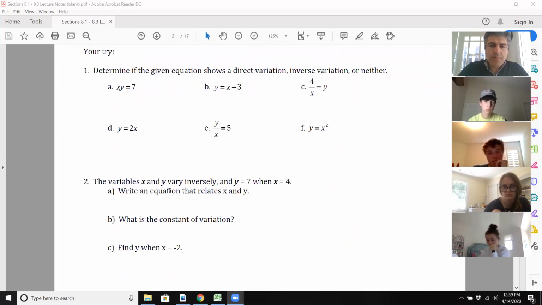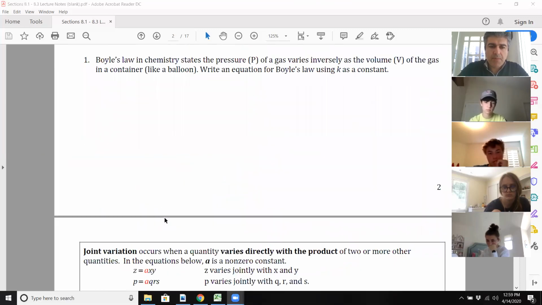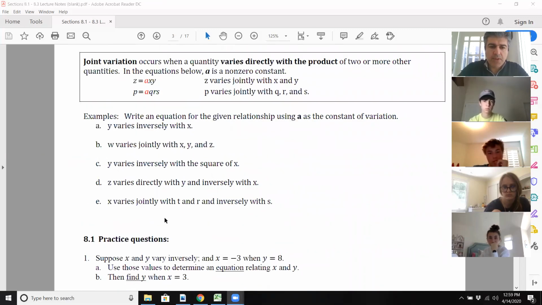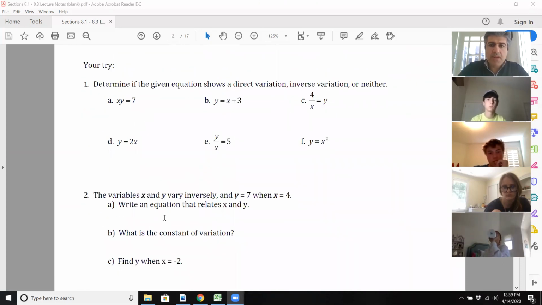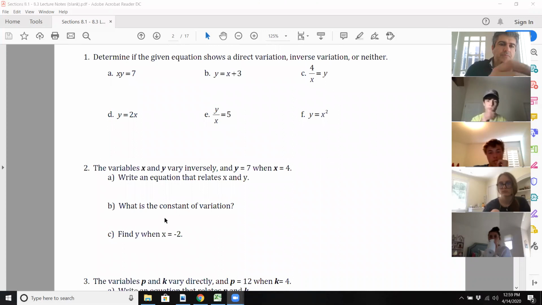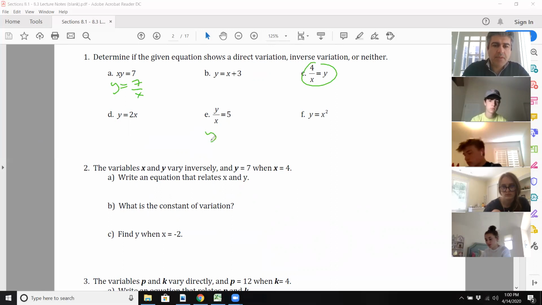So let's do some quick examples here. And then I want to talk about joint variation. Then I'll let you guys do some classwork after that. So in this case, as I was saying, y equals 7 over x, and y equals 5x.